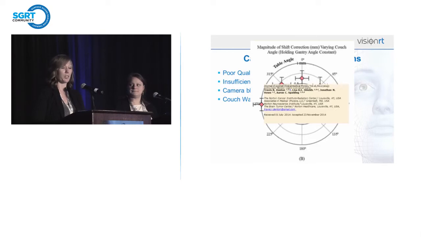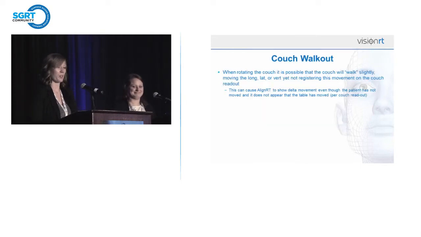While we aren't experts on couch walkout, we do know that it is important when you're using SGRT. So what is couch walkout? When you rotate the couch, it is possible that the couch will walk slightly, moving the long, lat and vert, yet not registering this movement on the couch readout. This can cause AlignRT to show delta movement even though the patient has not moved and it does not appear that the table has moved per the couch readout.